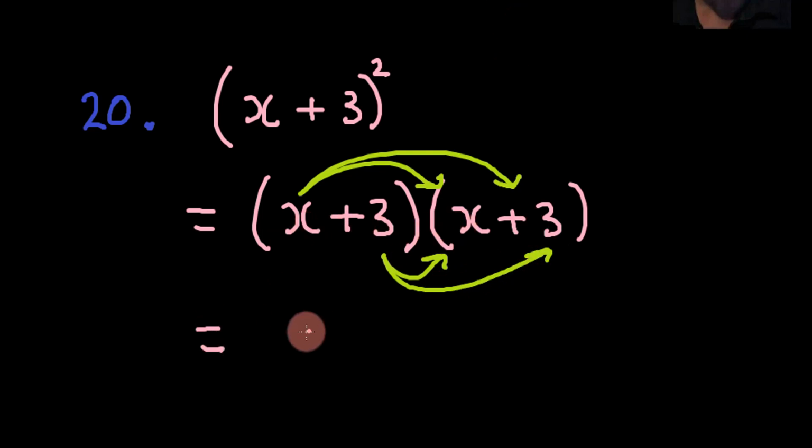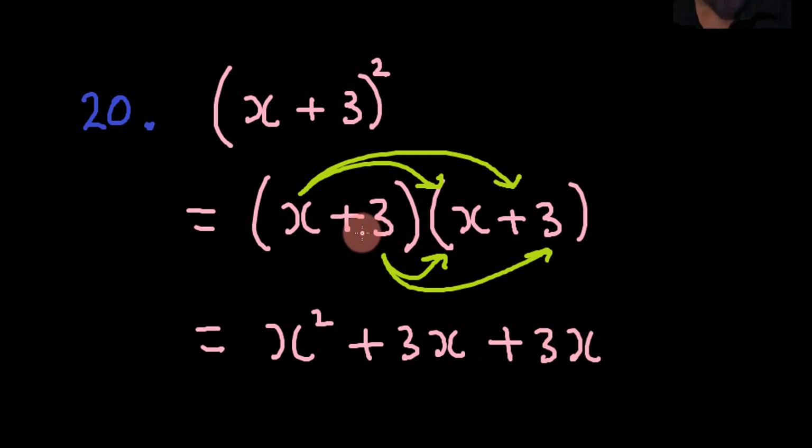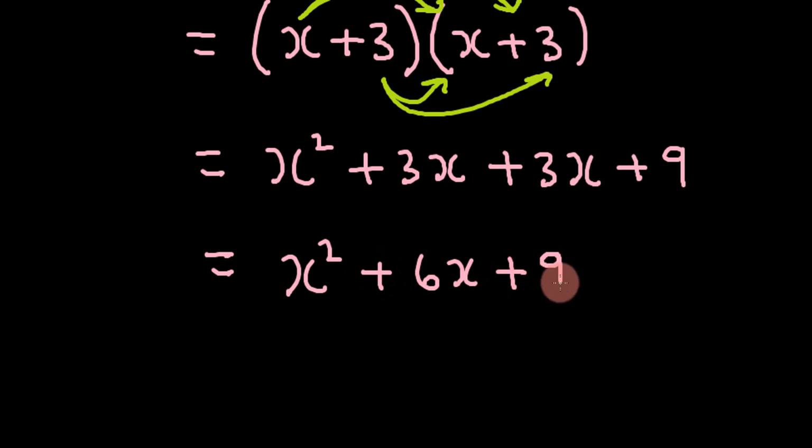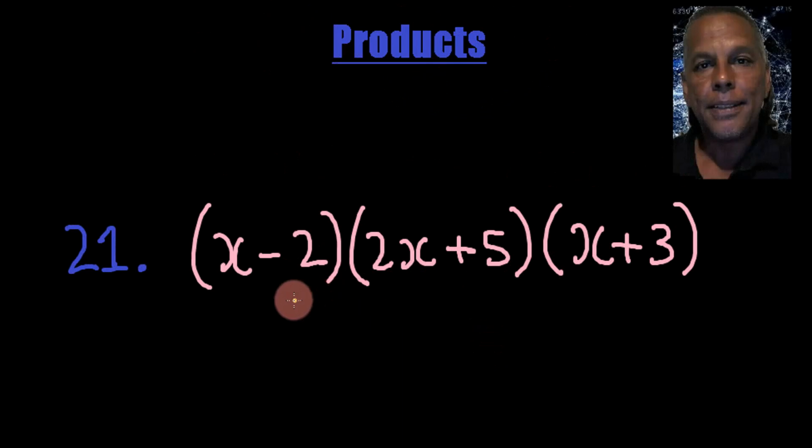Then x times x will give us x squared. x times positive 3 is positive 3x. Positive 3 times x will give us positive 3x. And positive 3 times positive 3 will give us positive 9. So we can add the like terms. 3x plus 3x will give us 6x. So then plus 9.